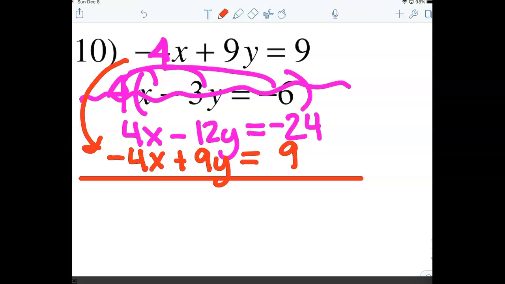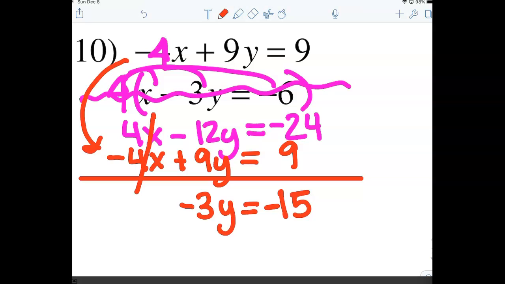When I do that, now I can cancel. I get negative 12 plus 9. This makes negative 3y equals negative 24 plus 9. This one I can't do in my head either. Okay? So you're going to grab a calculator. You're going to count on your fingers. You're going to do something. And I'm going to get 15 here. And it's going to be negative because the negative was bigger.